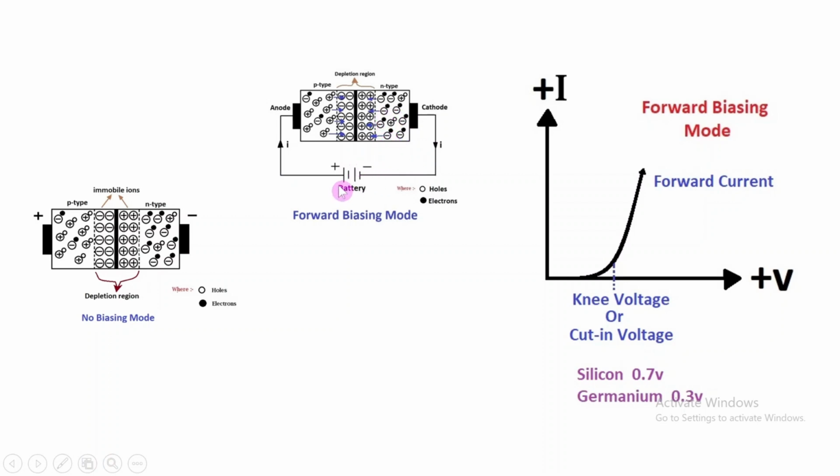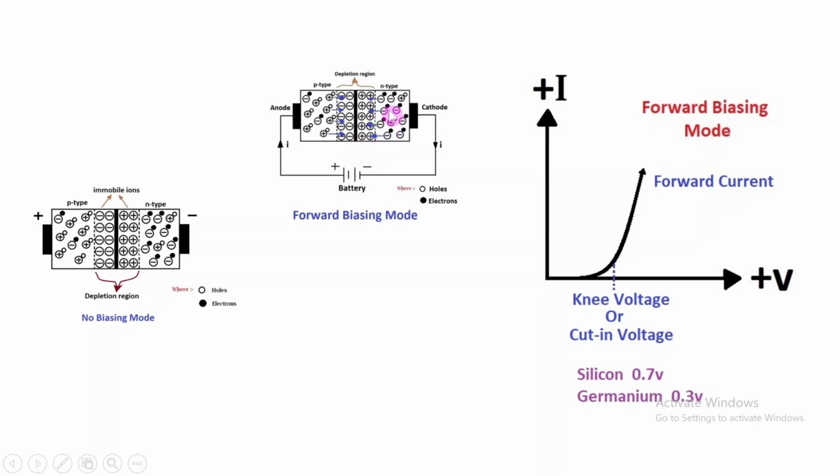If we increase this up to 0.6, the current increases compared to the previous value. So as we increase the voltage up to 0.6, the current has increased. But when we reach the 0.7 electron volt of the battery, that will cancel the 0.7 electron volt of this potential barrier.